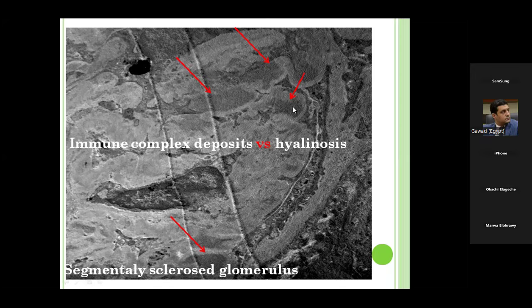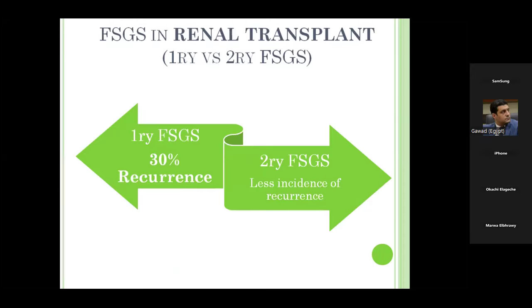Back to what we were talking about, the non-specific deposits or hyalinosis. These are non-specific deposits because this is a sclerosed segment of a glomerulus with non-specific deposits or hyalinosis. So not all that is dark is a specific deposit under the electron microscope. The rest of the lecture will talk about focal segmental glomerulosclerosis after renal transplantation.